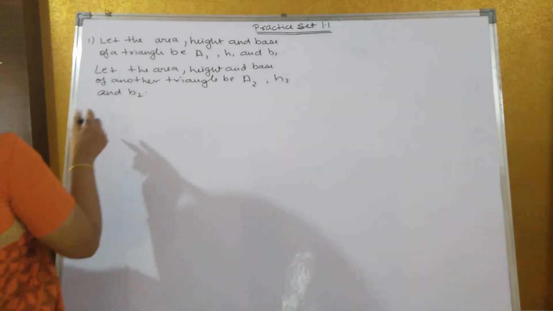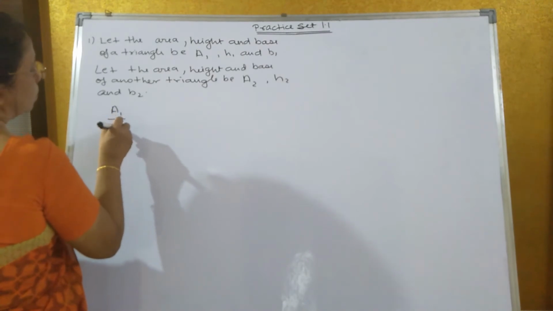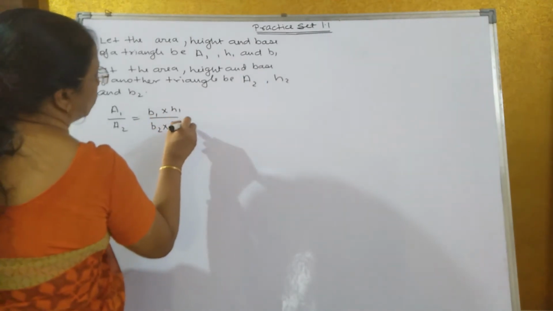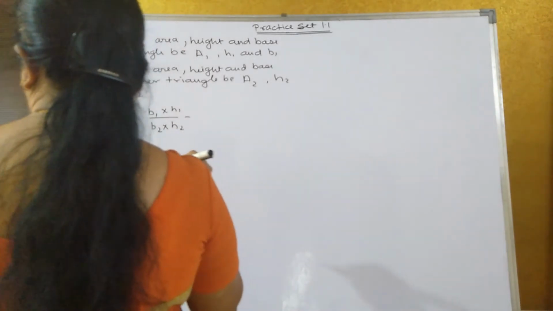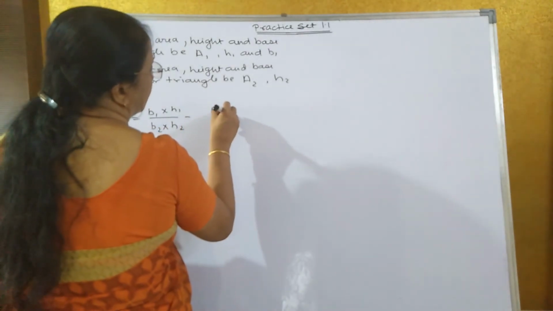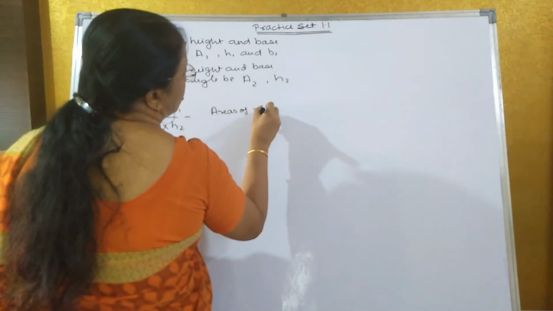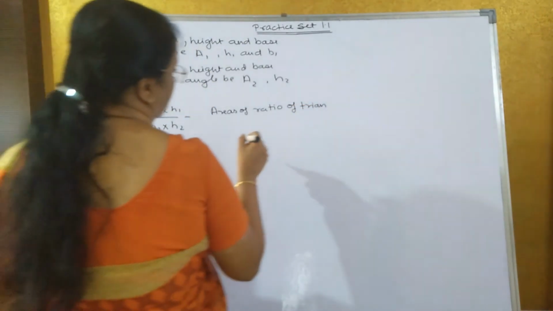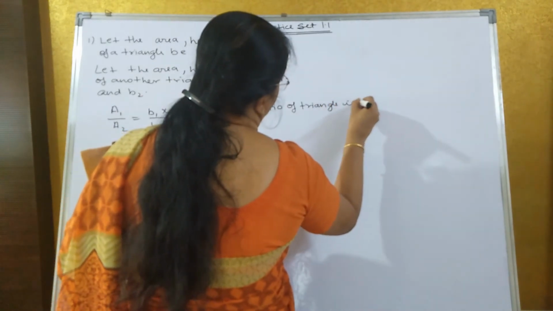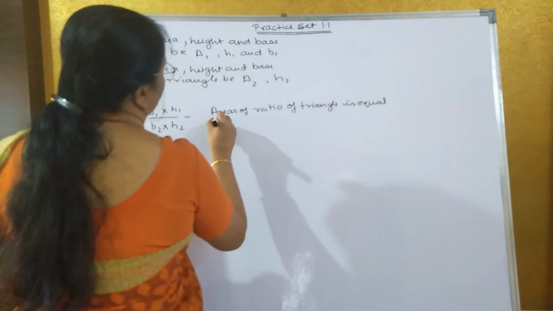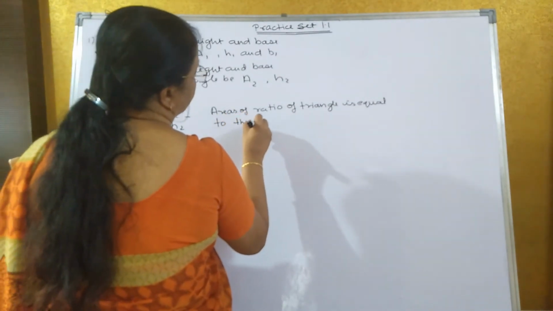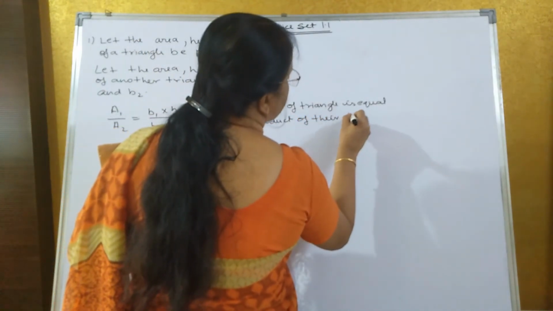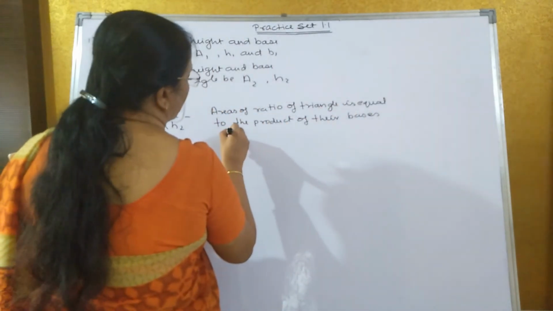So A1 upon A2 is equal to B1 into H1 upon B2 into H2. What reason will you write over there? Ratio of areas of triangles is equal to the product of their bases and corresponding heights.